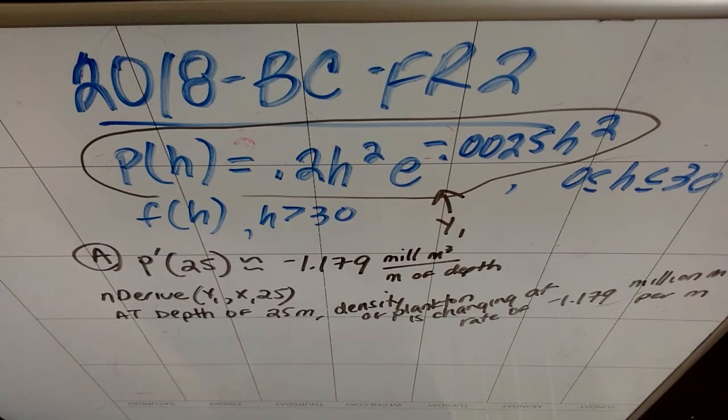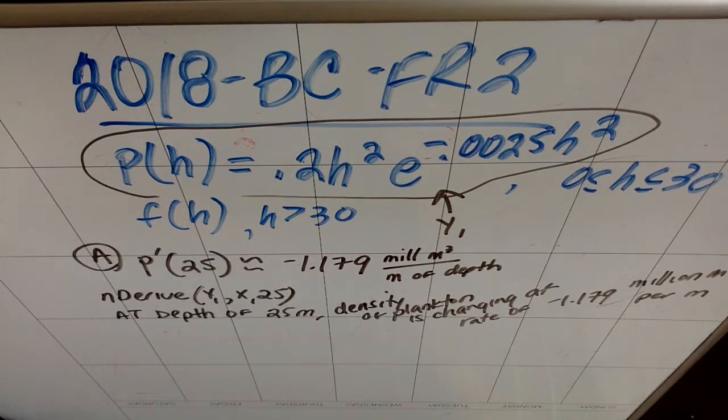Okay. Part B. Consider the vertical column of water in this sea that has a horizontal cross section with a constant area of 3 square meters. To the nearest million, how many plankton are in this column of water between h is 0 and h is 30? So whatever the density is, right? So the number of plankton, right?